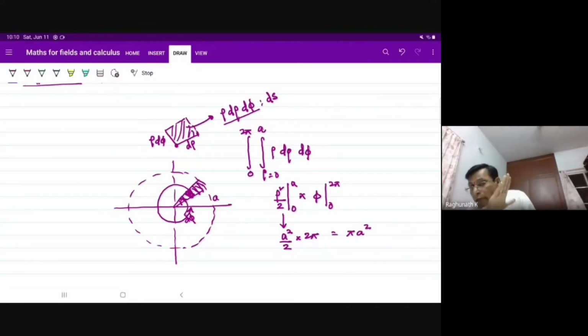Hey, this coordinate system, I will show, will become extremely handy to us. Even when we talk about the problems on divergence, curl and all, these things are important.